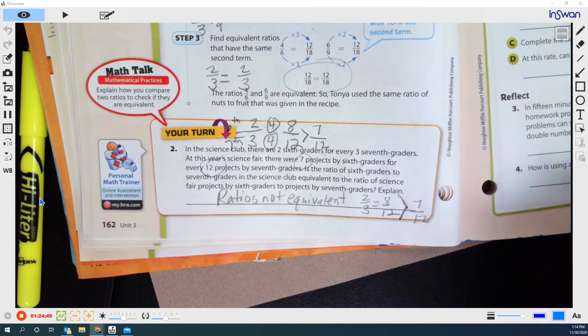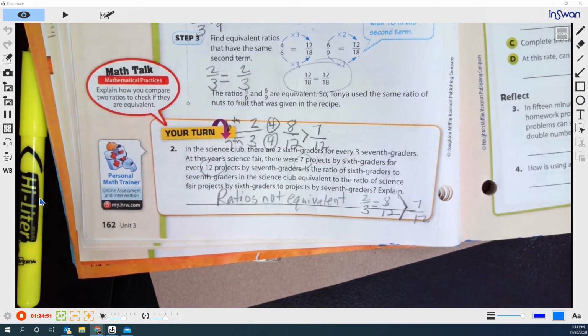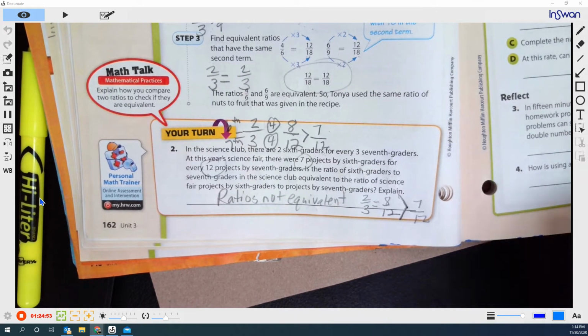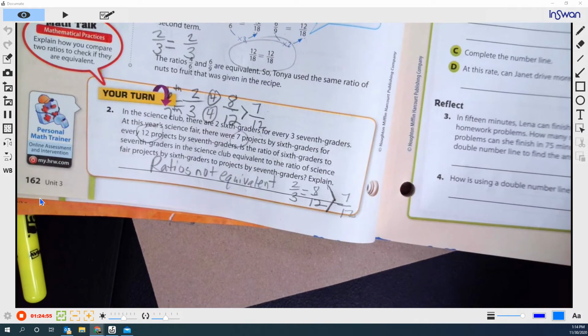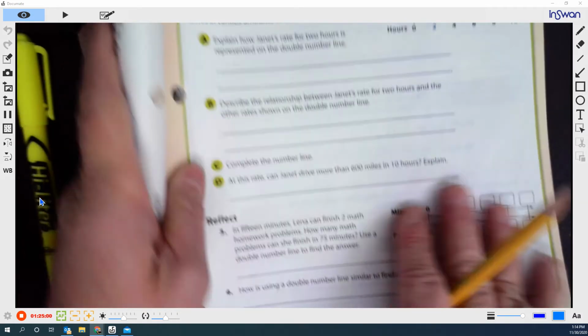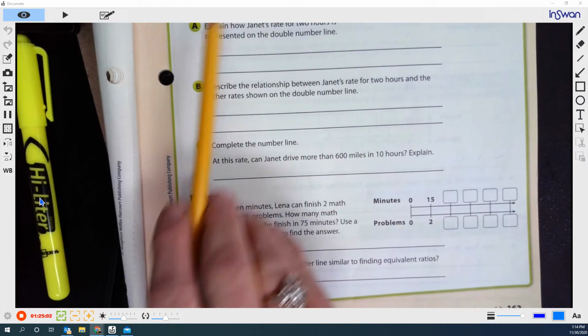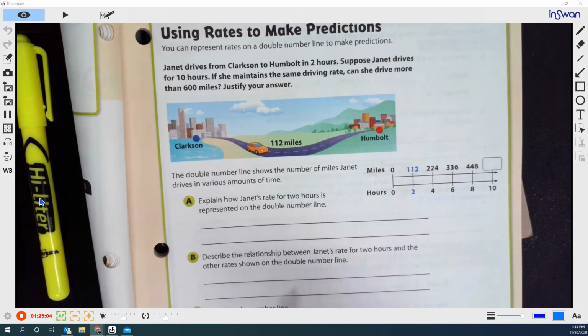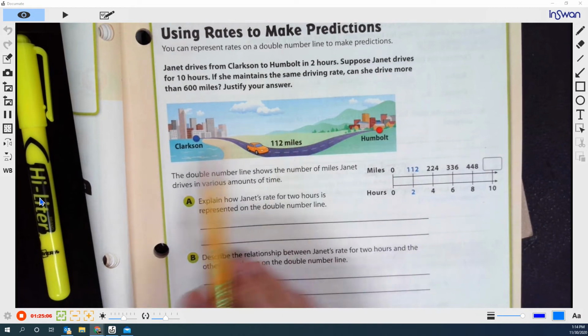Okay, let's talk about using rates to make predictions. Turn to the next page, 163. What we have here are two cities on the map.